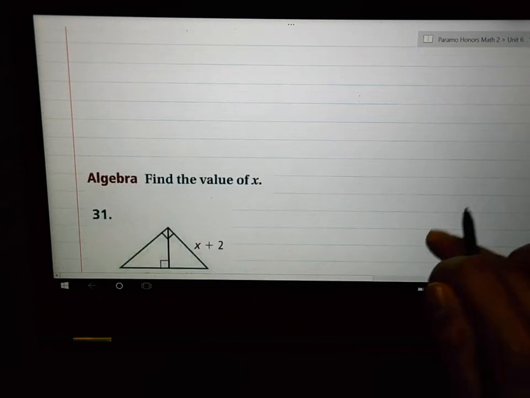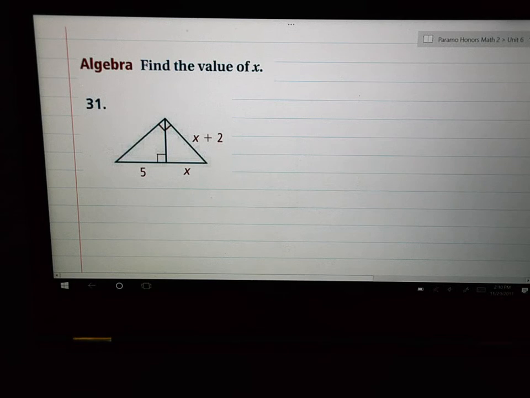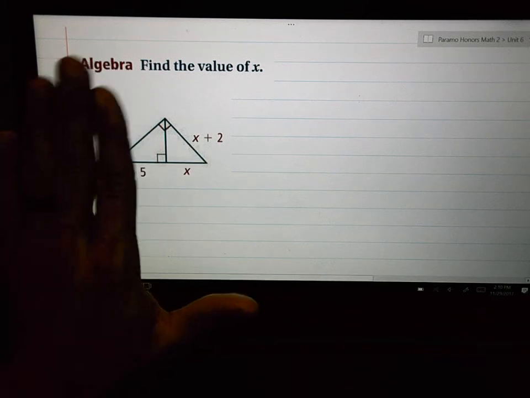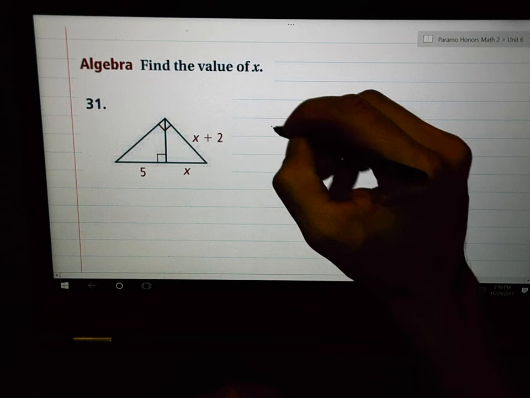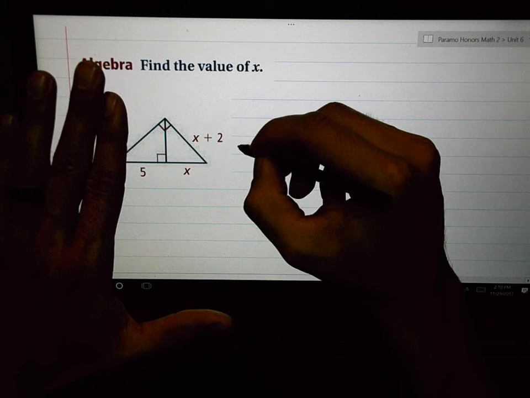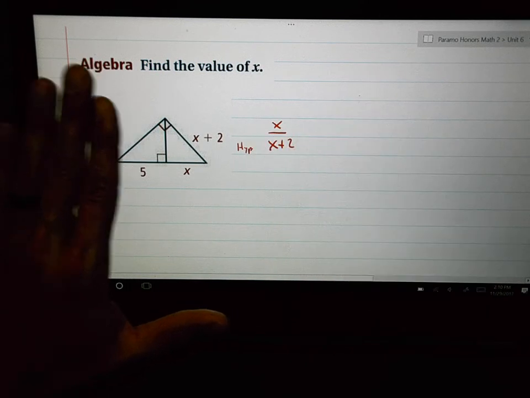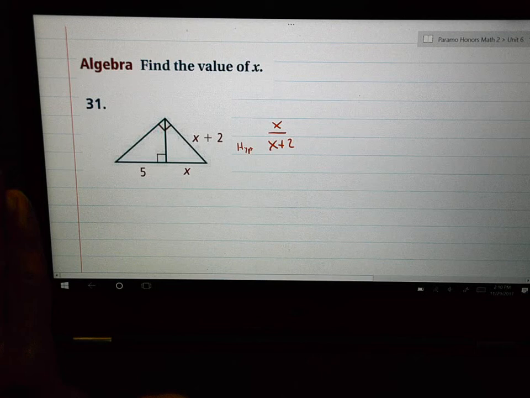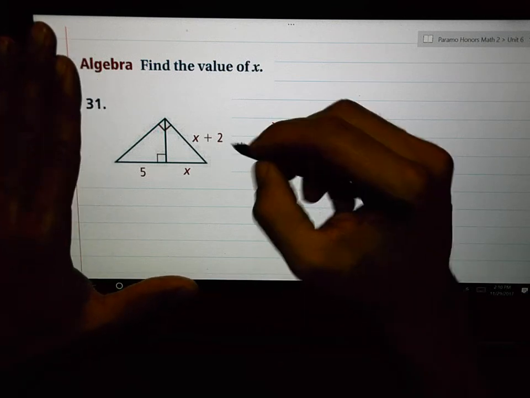Last example, 31. 31 is one of those problems where I'm like, we better do this one together just because. Okay, first thing I see, this right side triangle. I have x over x plus 2. The x plus 2 is a hypotenuse, and trying to determine, I'm pretty sure x is the shortest side.